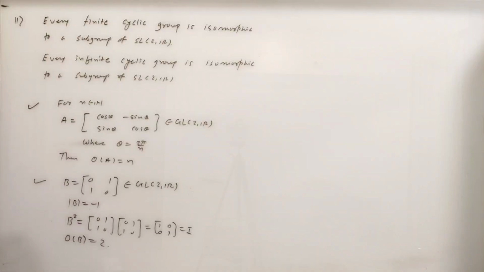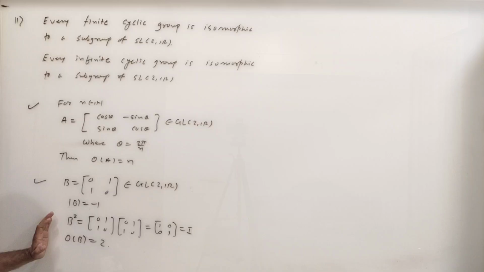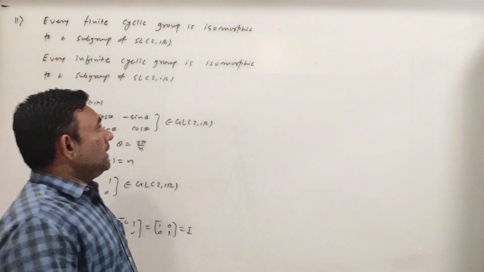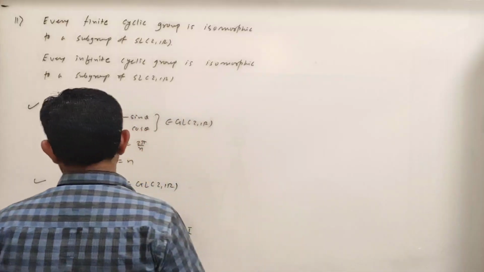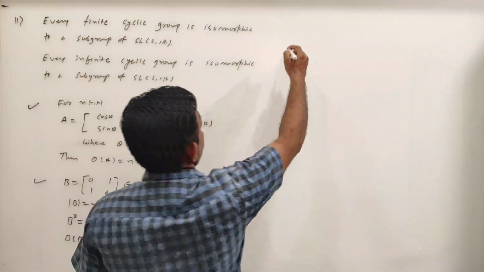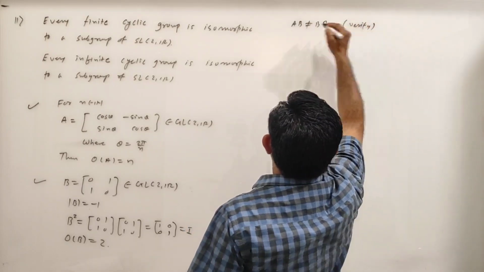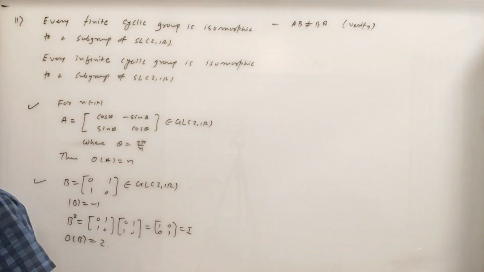One thing, n is in my hand. You consider n equal to 3, then I have one element of order 3 and one element of order 2. If n is equal to 7, then I have one element of order 7 and one element of order 2, right? Okay, now what is the relation between A and B? A and B I think will not commute. AB is not equal to BA. You can verify. You just verify.